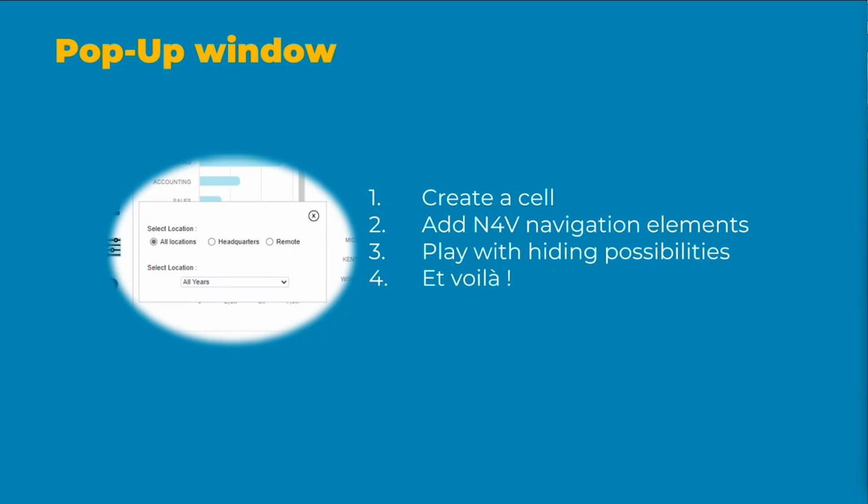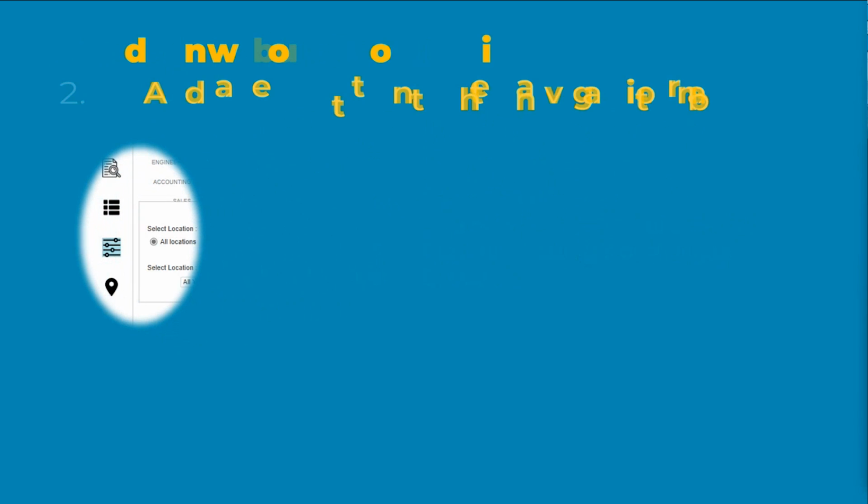I created a freestanding cell, and again, its only purpose is just to give us a nice background, to give us the box that we need. We added a couple of N4V navigation elements, and took a moment to set up the dynamic visibility for not only the freestanding cell, but the two navigation components and the exit button. And voila, we have a pop-up window, and I'll be showing you how it works dynamically in just a couple of minutes.